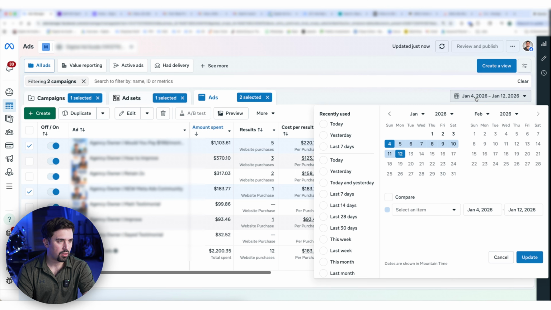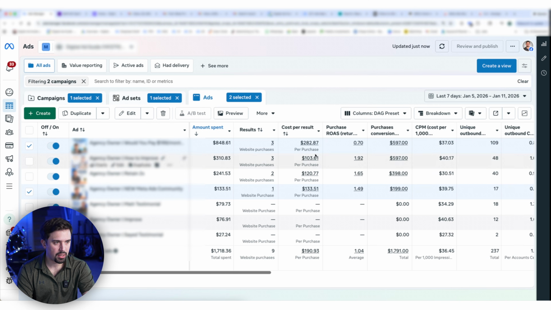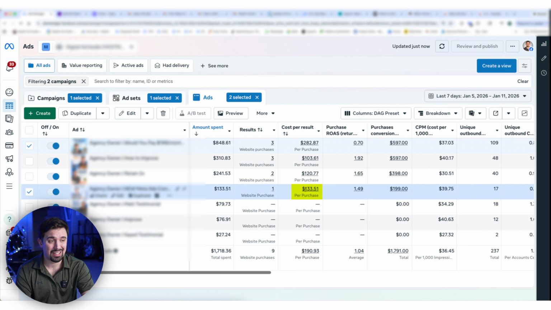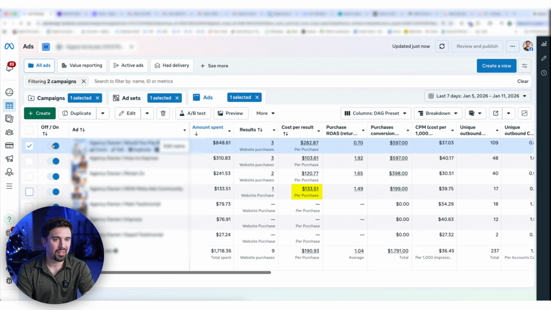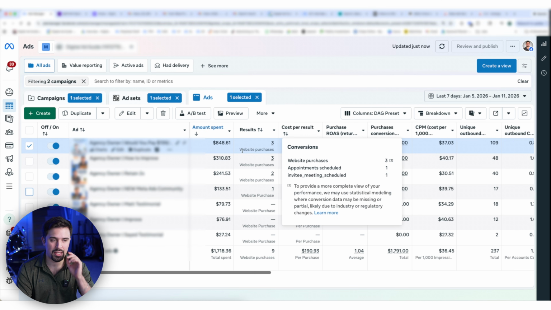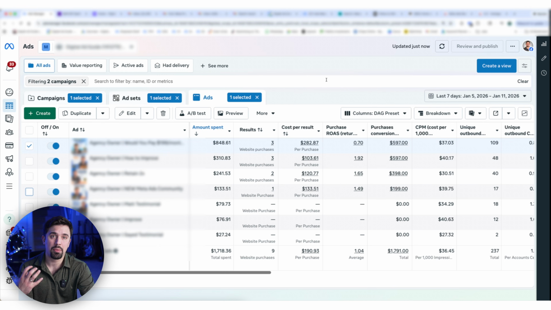Okay, great. Let's look at the last 7 days just to see, do I still agree with that? Well, this one actually dropped to 133, so it's actually really good. So the only one that I would really think about turning off is this top one. Now that's kind of a risky gamble because it's the top spender. But let's look at hypothetically what it would look like if I were to turn this off.